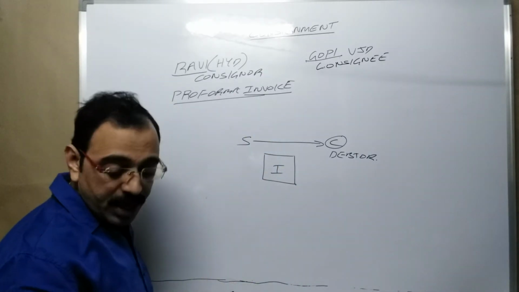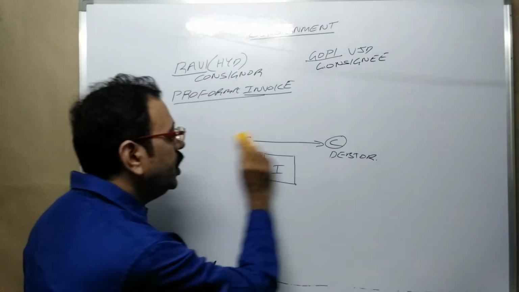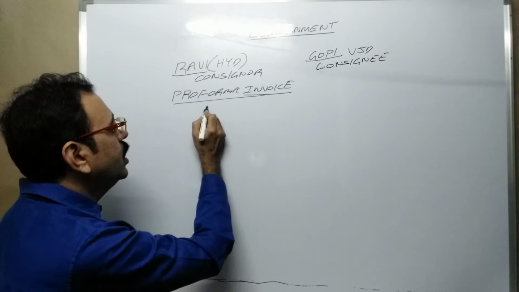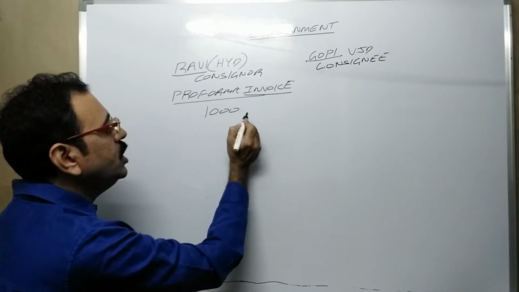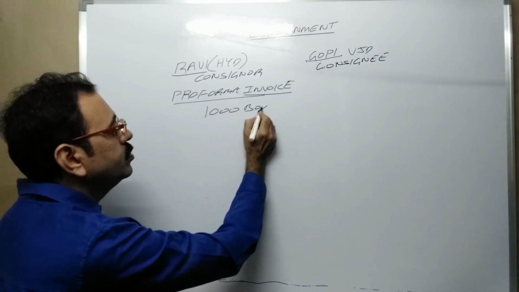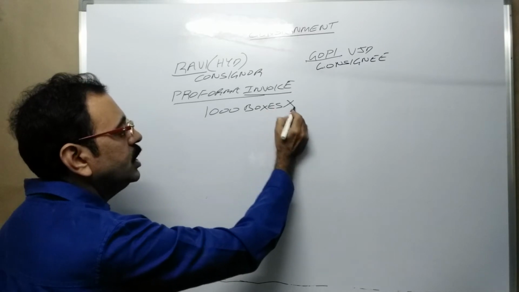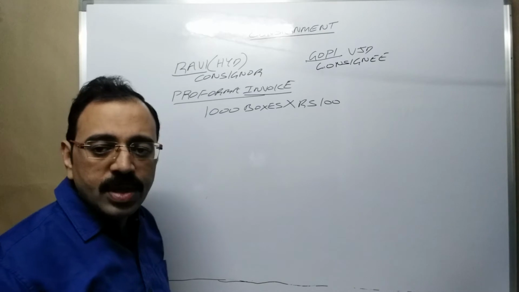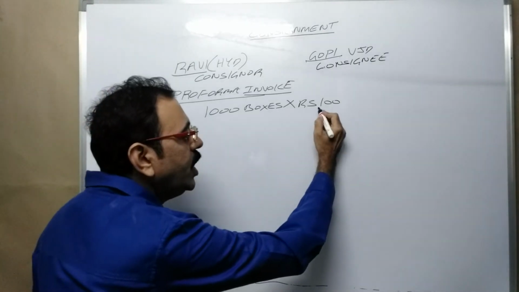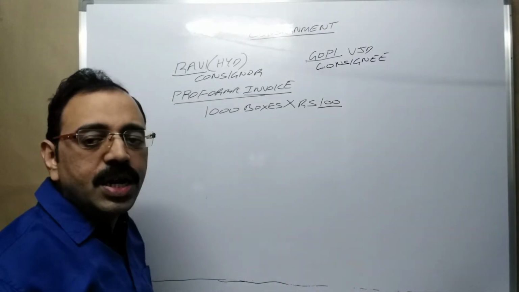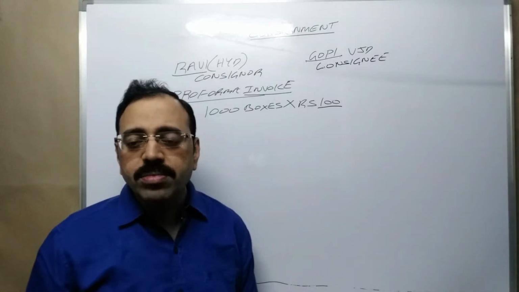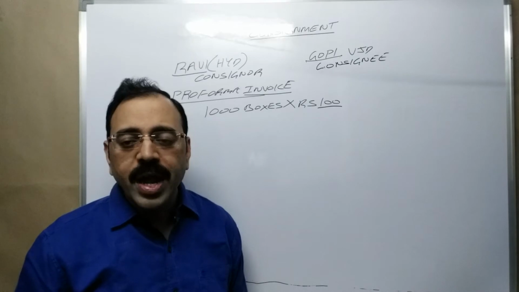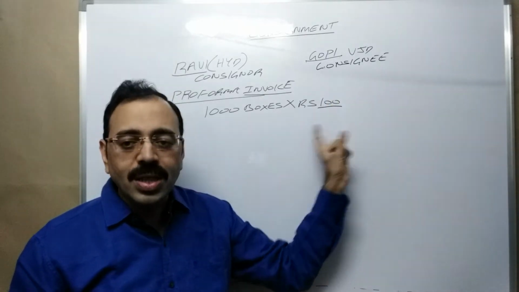And assume that in pro forma invoice, consignor mentioned that I am sending 1,000 boxes of medicines at the rate of 100 rupees each. Then that 100 rupees which is mentioned in pro forma invoice is known as invoice price. This is the minimum price at which consignee has to sell the goods.